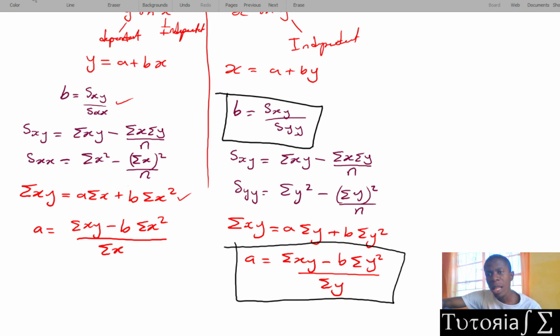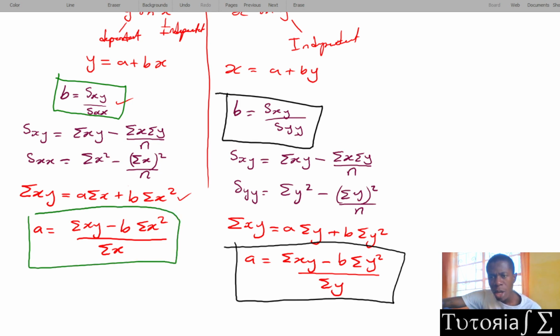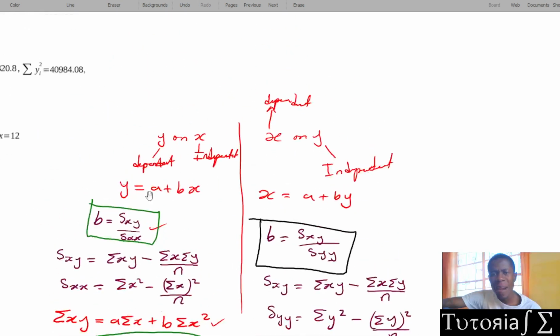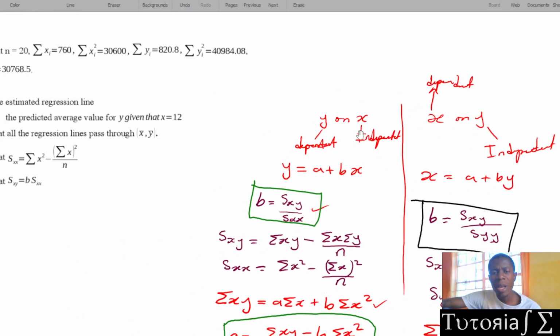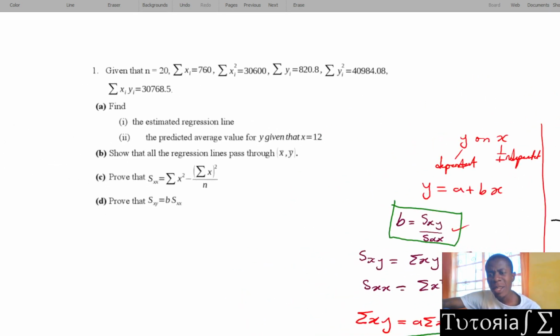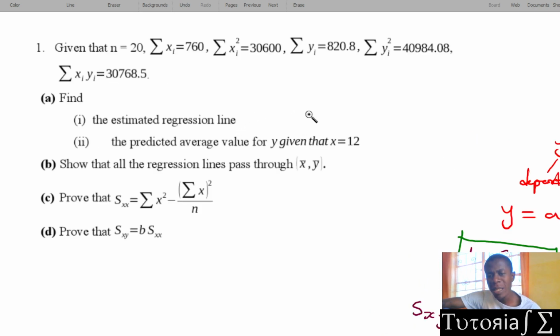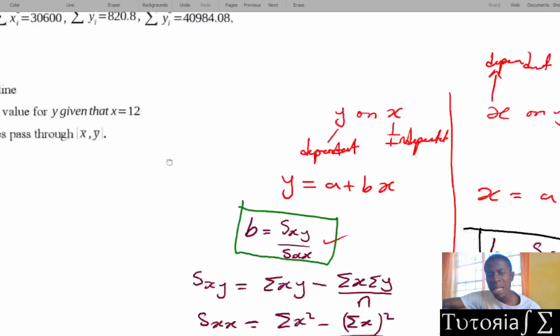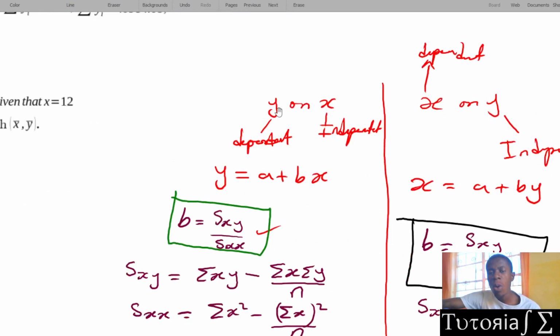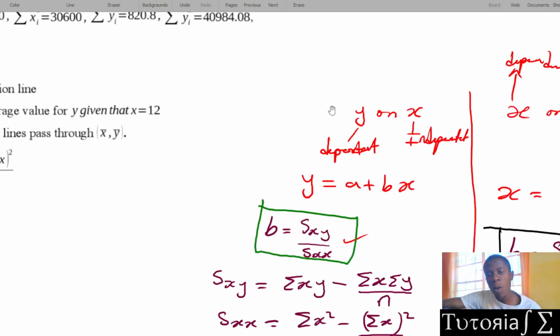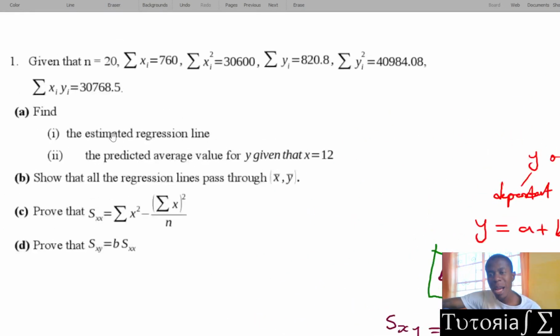Then for this other one, for B, we use this one. Then for A, we use that one. You'll be told specifically to find the regression line for y on x, or maybe they might say find the regression line for x on y. But if they have not stated whether you are finding the regression line of x on y or y on x, you go with the default. The default is the regression line for y on x. So if they didn't say anything, just know that what they are looking for is the regression line for y on x, which is the case that we have here.